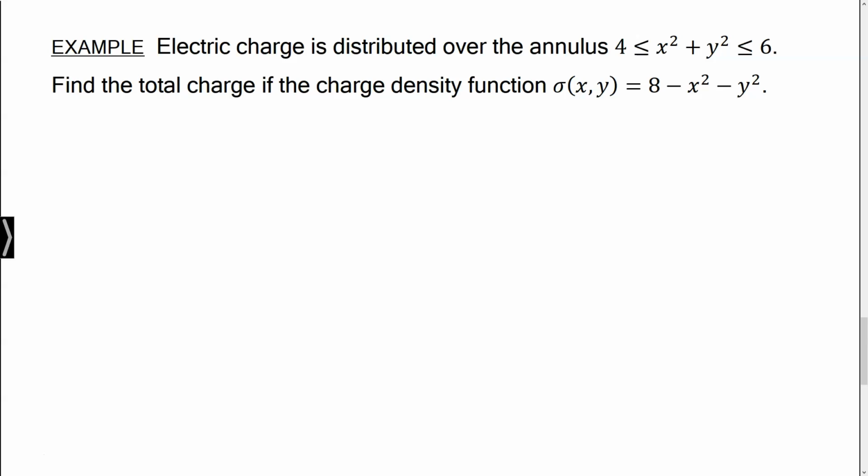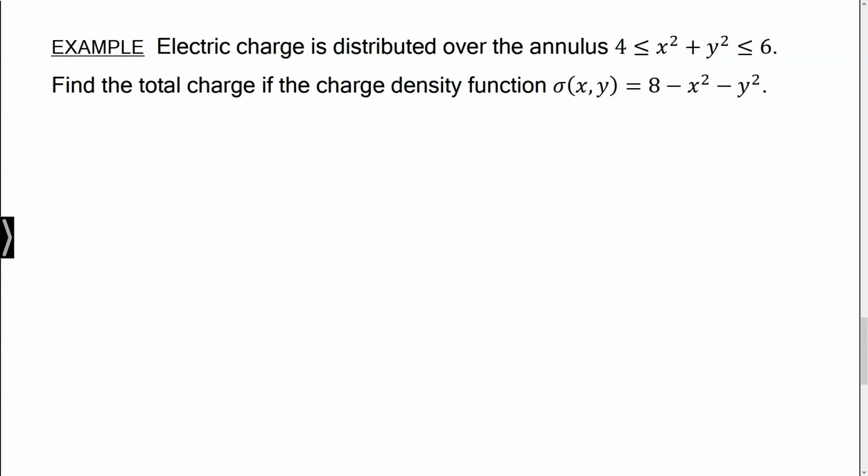All right, for this next problem, we are going to find the total electric charge given a charge density function. So this is exactly the same kind of problem. The only difference is that instead of using rho of x, y, we use sigma of x, y, and the total charge is notated with Q instead of M. Otherwise, it's pretty much the same problem. So let's see. It's distributed over the annulus.